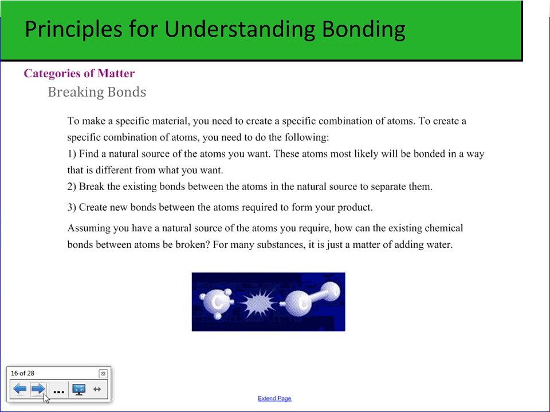Assuming you have a natural source of the atoms you require, how can the existing chemical bonds between the atoms be broken? For many substances, it is just a matter of adding water.